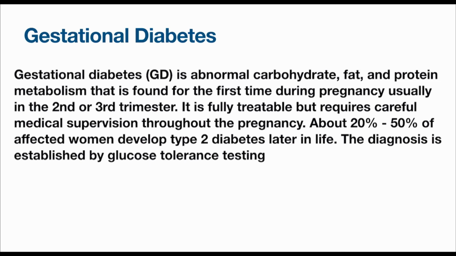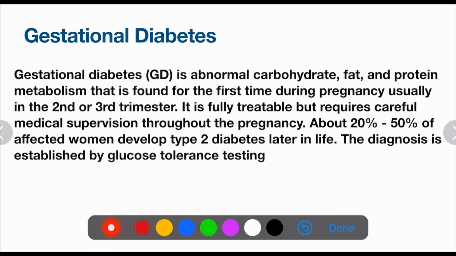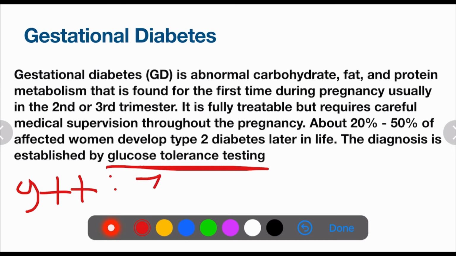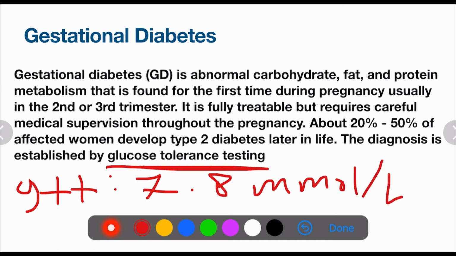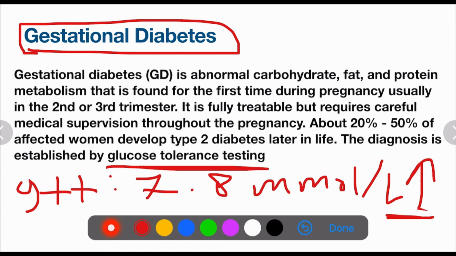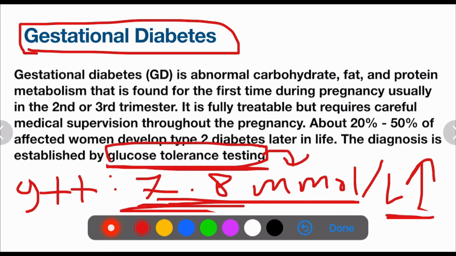The diagnosis is established by glucose tolerance testing, which we call the GTT. The normal result for the GTT is 7.8 millimoles per liter. If it's higher than that, then we consider it gestational diabetes. It should be equal to or less than that. So the mother is given a glucose solution in this test, and after about 2 hours we do a blood glucose test, and if the result is higher than 7.8 millimoles, then we consider it gestational diabetes.